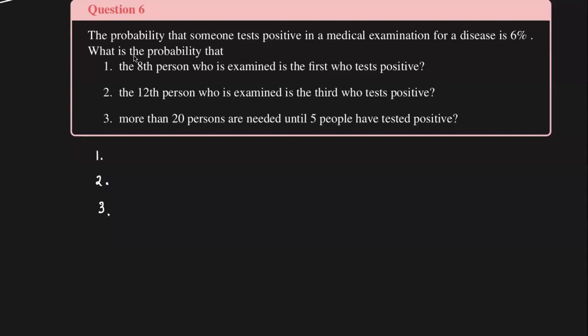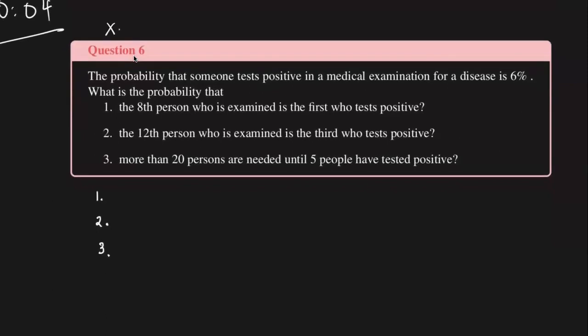Okay, so here we have the probability that someone tests positive for the disease is 6%. So that is the probability of success. And for each person, the probability that they test positive is independent of each other. Okay, I see a student answer here. First one, X denotes negative binomial with R equal to 1 and P equal to 0.06. Yes, that's correct.